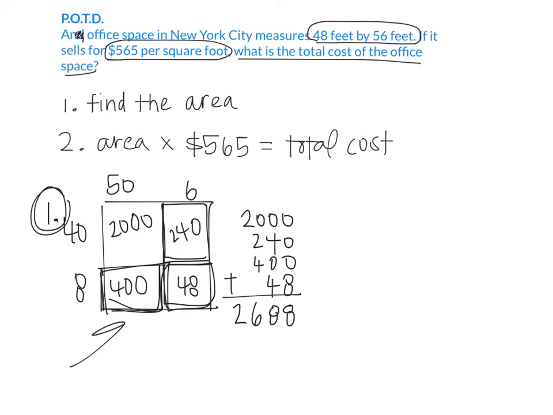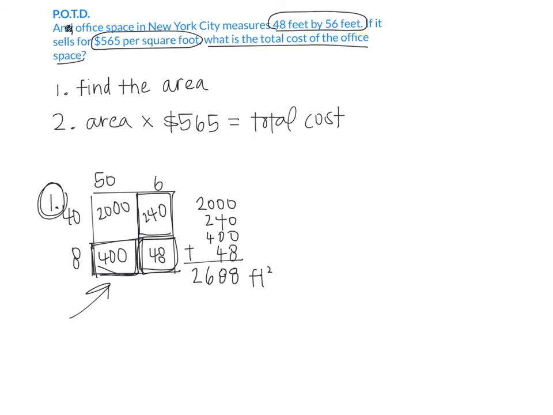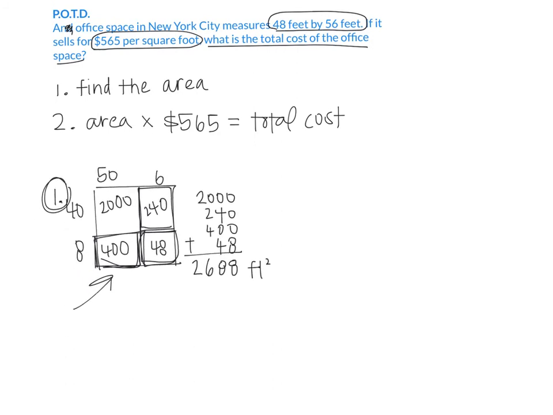And here's how we used a model to find the area. So that means that the total area, the total size of the office space, is 2,688 square feet. If I think I'm done, I need to go back and read the problem. It says, what is the total cost of the office space? Does this help me find the total cost of the office space? No. In order to find total cost, I have to do the second step of my multi-step problem, which is doing the area times 565, because each of those 2,688 square feet costs $565. So I can do 2,688 and I can multiply that by what?